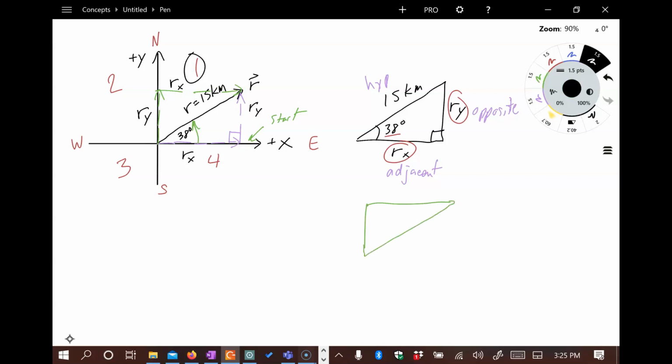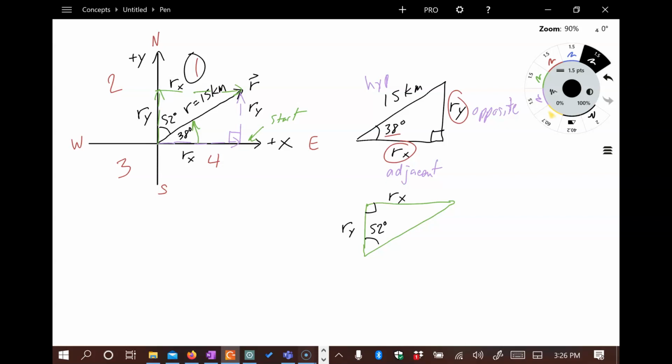And I know that the complementary angle here is going to be 52 degrees. So I could also think of this as a 52 degree angle. And here's my right angle, here is my ry, here is my rx.